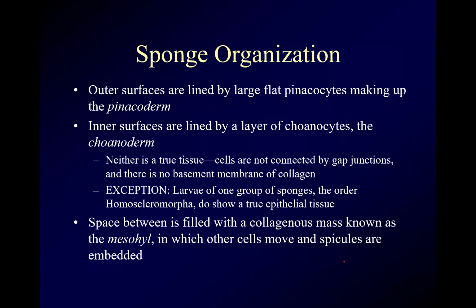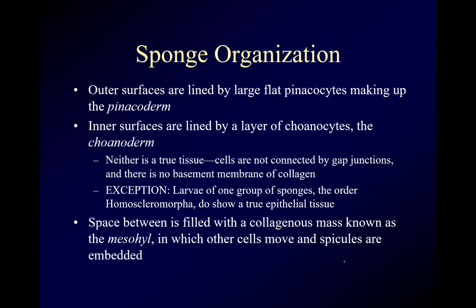So sponges don't have true tissues. They're just cells that are kind of hanging out in formation. The outer surfaces are lined by pinacocytes. Pinax happens to be Greek for a flat wooden tablet, so pinacocytes means cells that are thin and flat, and they butt their edges up together and make a skin-like surface called the pinacoderm.